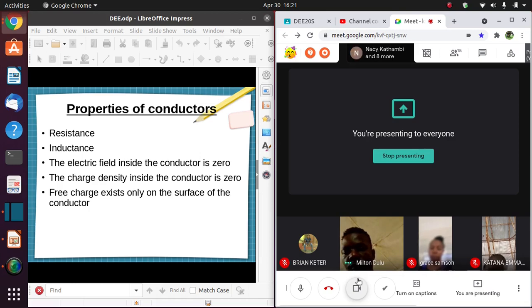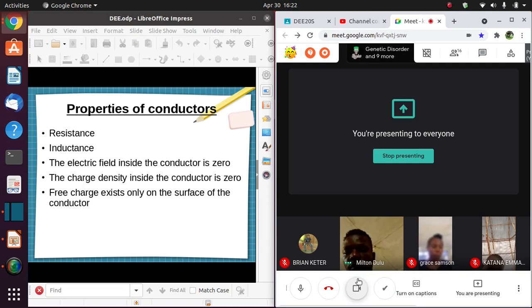Now, the electric field inside the conductor is 0. What this means is that if there was an electric field in the conductor, this field will produce a force that will act on the electrons. Remember, electrons are what cause the electricity to flow through the conductor. So if there was a field, then this force will push the electrons and make them immobile, they would not move. But since there is no force in that conductor, the electrons are free to move. That's why we say that the electric field in the conductor is 0.